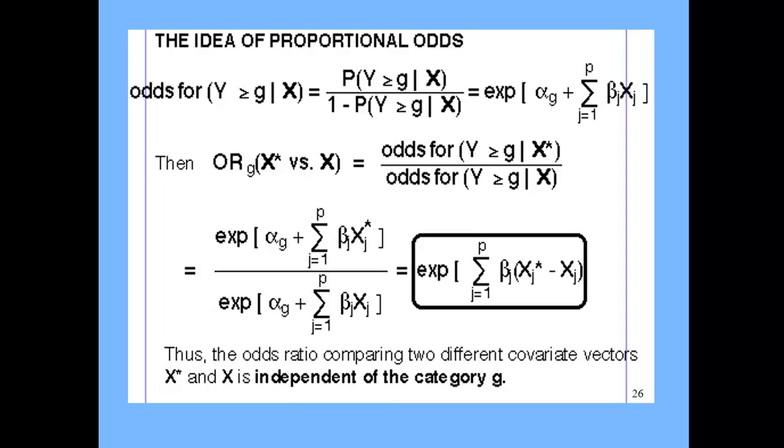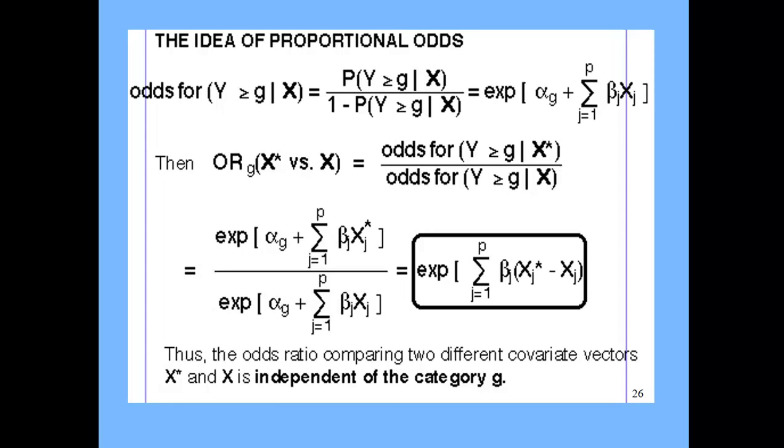The only thing in the formula is the difference between corresponding values of the predictive variables, and then we have the regression coefficient in there. But you notice this formula doesn't involve G. Why doesn't it involve G? Because we got rid of it when we take this ratio. So this formula doesn't involve the category that we're dealing with.